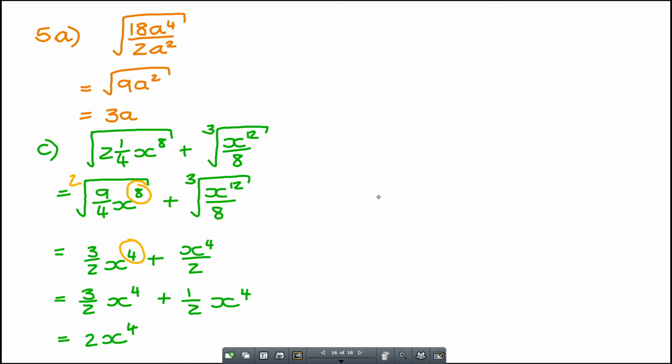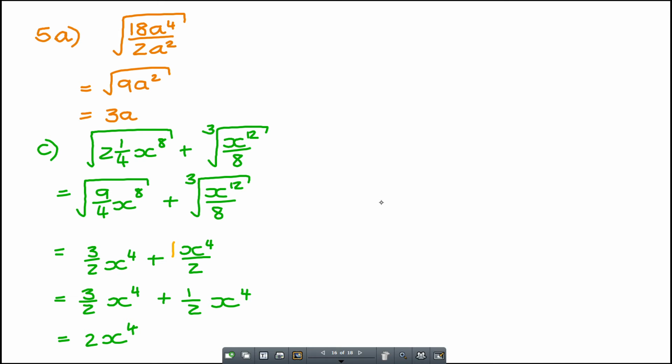Okay, then the cube root of x to the power of 12 would be x to the power of 4. Cube root of 8 would be 2. Now, you will see that in front of this x to the power of 4 is actually a 1. So that x to the power of 4 over 2, that's actually the same as a half x to the power of 4. So do you guys all get where I got that from?